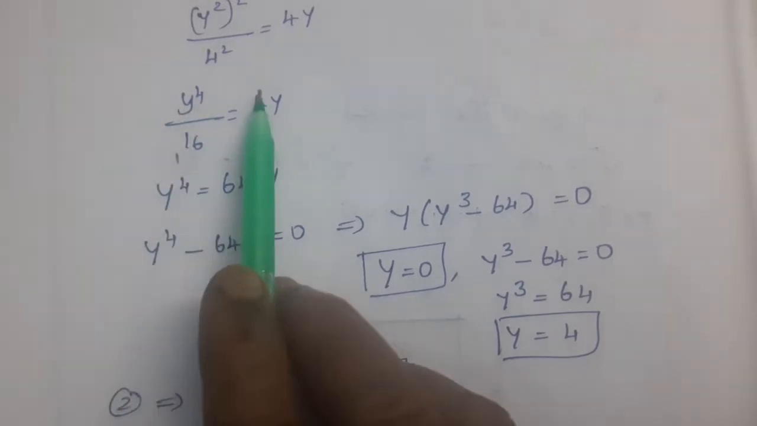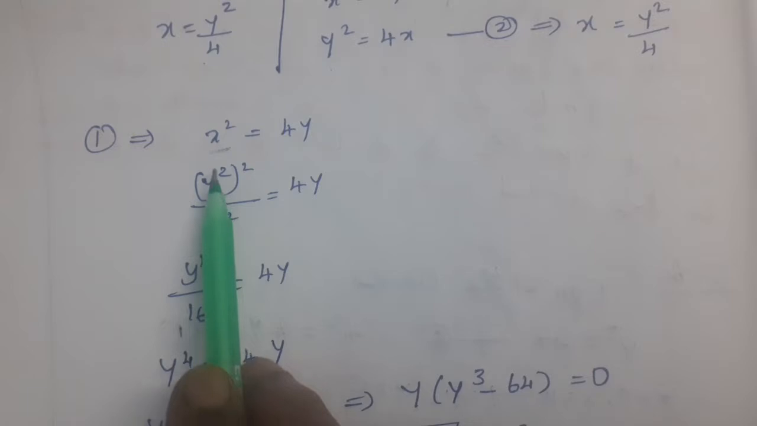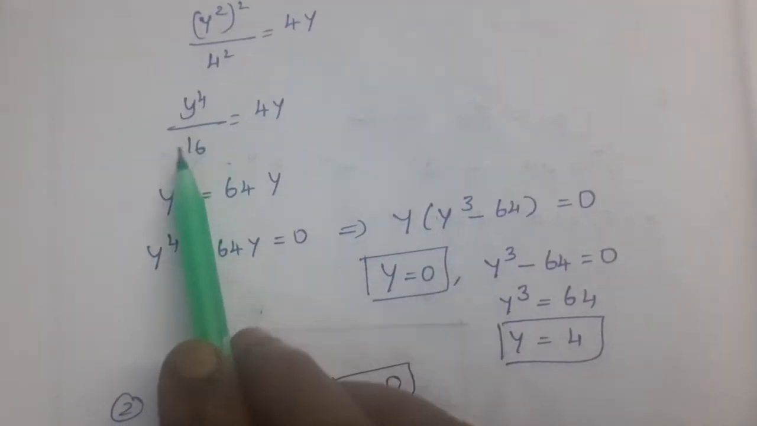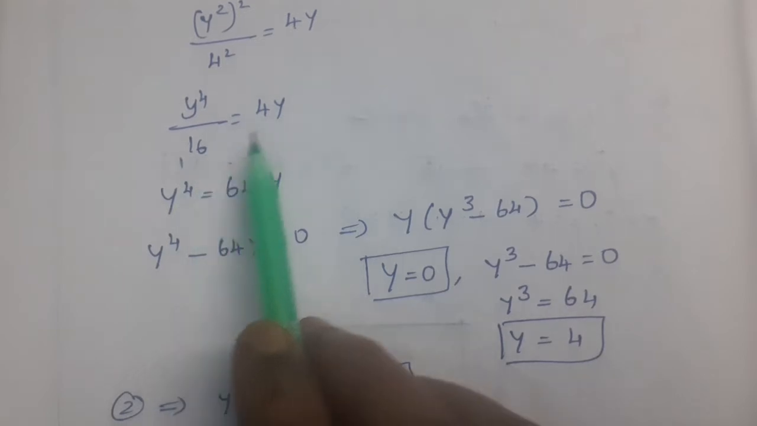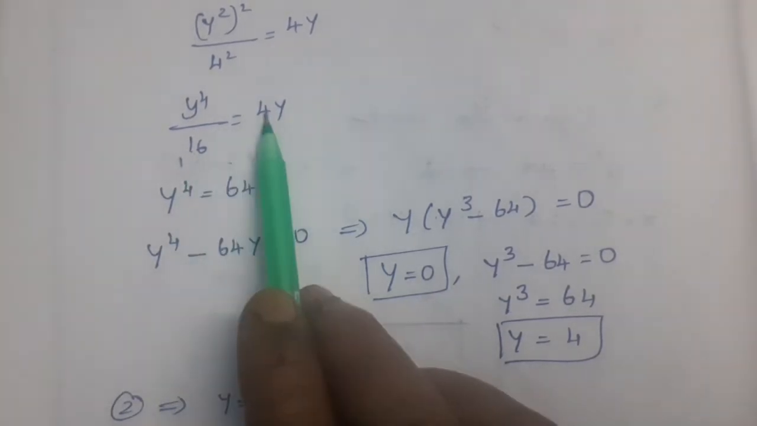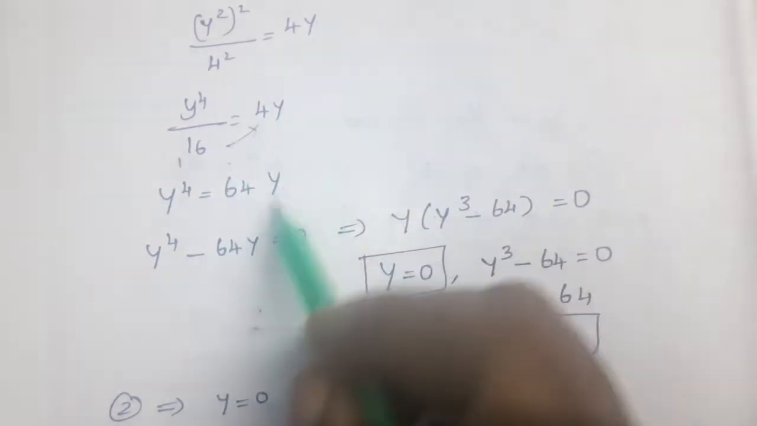Also x in terms of y: x is equal to y square by 4. You substitute, replacing x, to get the y terms. So y power 4 by 4 square is nothing but 16, equal to 4y. Now y power 4 equals 16 into 4, which is 64y.